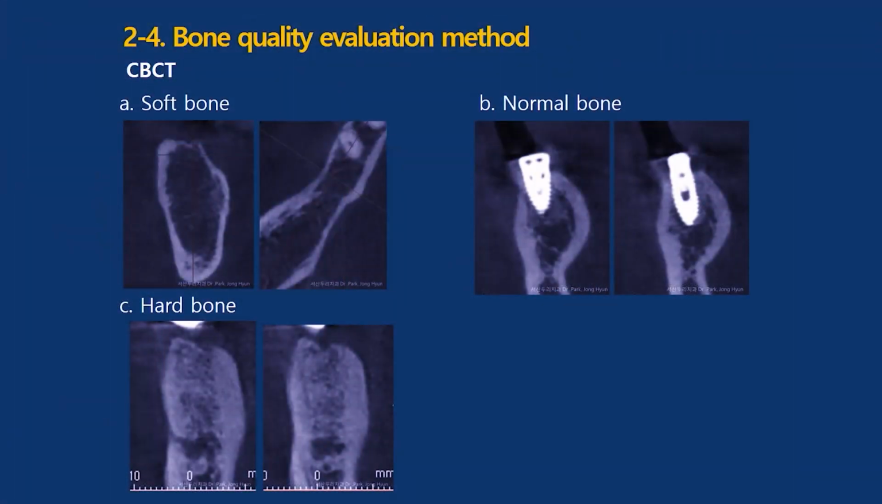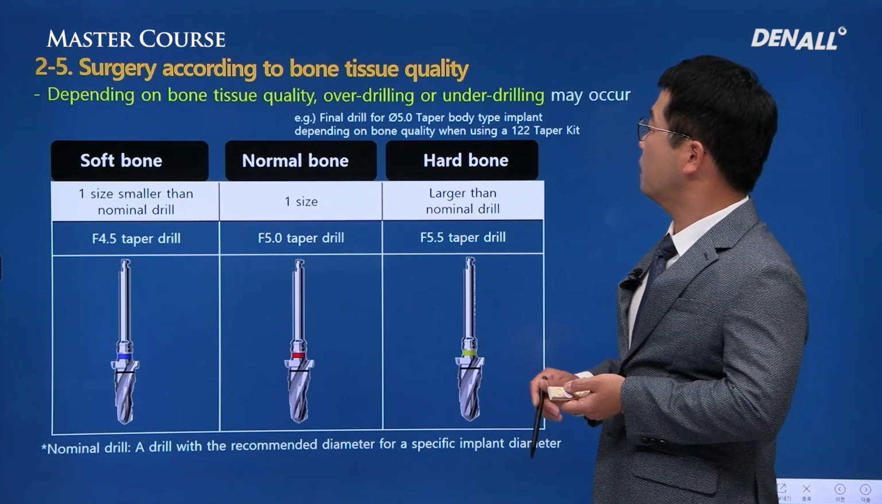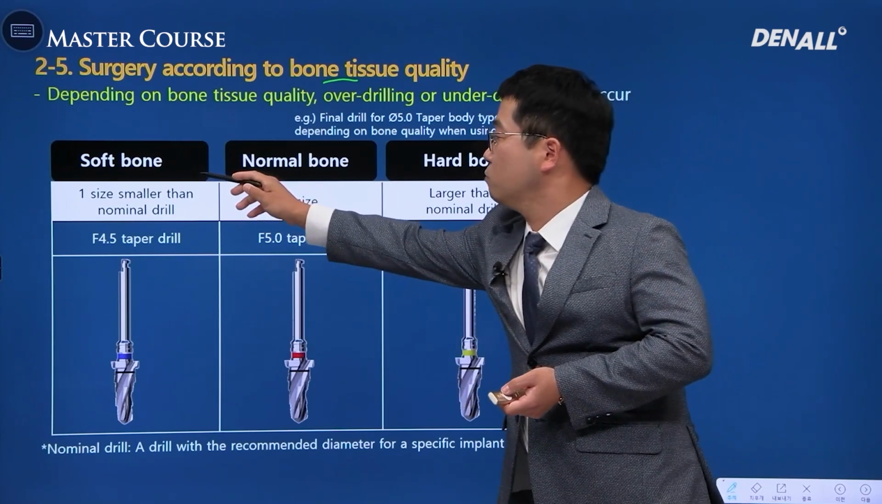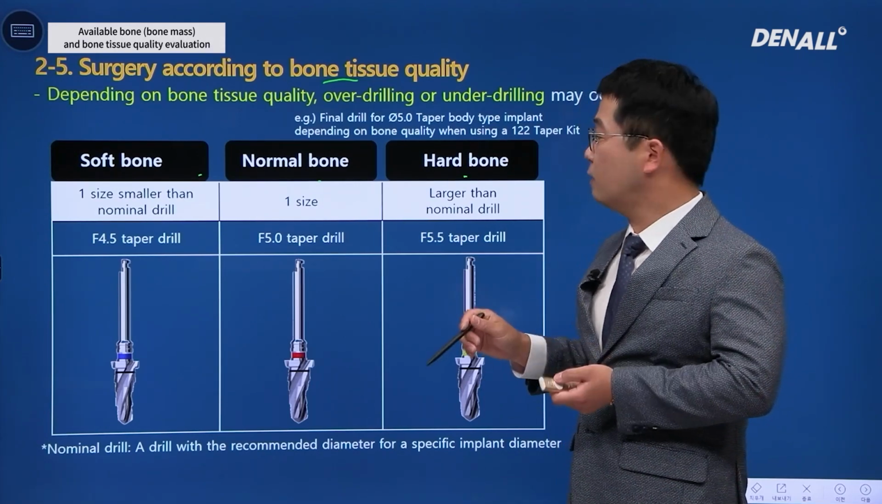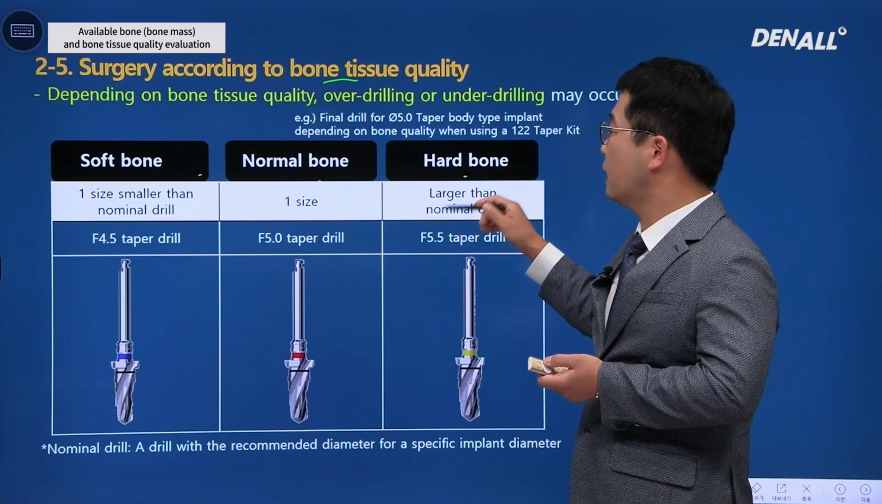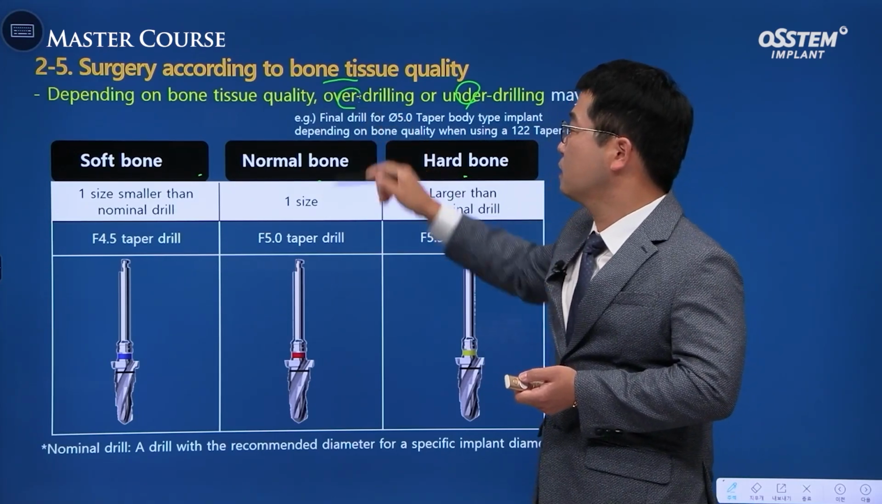On CT, you can see there's a lot of cancellous bone here, and there's a lot of cortical bone here. You can see the density is different. You can evaluate this using CT. Depending on bone quality, we need to drill differently. Depending on normal, soft, or hard bone, drilling should differ. Depending on bone tissue quality, over drilling or under drilling may be required. This is something that clinicians should understand fully.